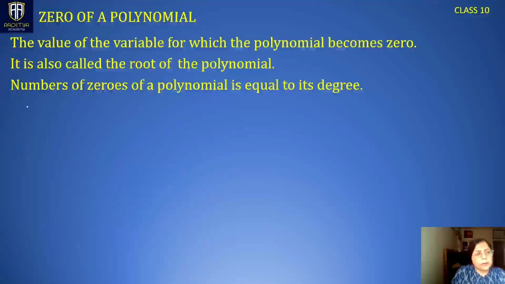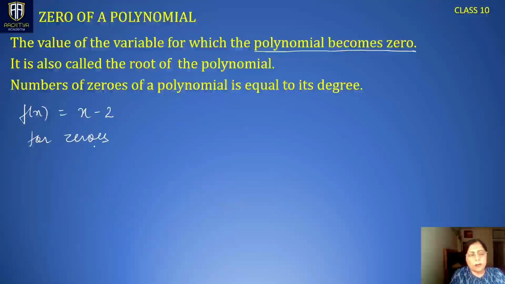Right? So let f(x) be a polynomial written as x minus 2. If we have to calculate the zero of this polynomial, you can call it the zero, root, or solution of this polynomial. The definition says the value for which the polynomial becomes zero. So if we have to find the zeros of a polynomial, we solve it like this. We write the polynomial first, then since we have to find the zeros, we have to equate the polynomial to zero. Right? The definition says the value of the variable.